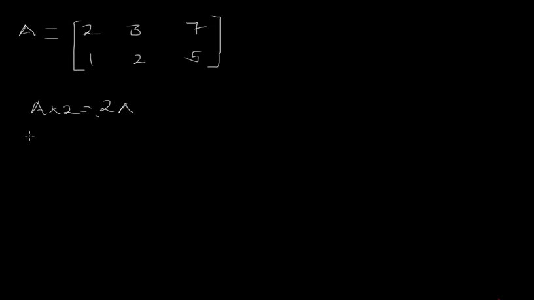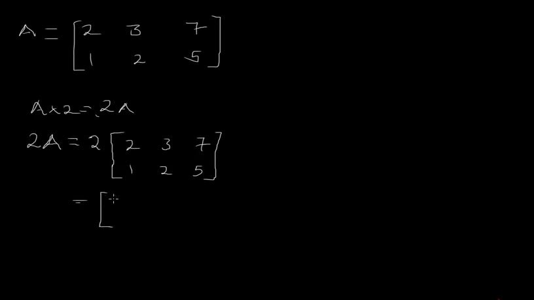So to find 2A, this is the same as 2 multiplied by everything there. So we can put the 2 outside, and we can rewrite our matrix, which is 2, 3, 7, and we've got 1, 2, and 5. Okay? So we are multiplying the 2 by everything in there. Let me just draw the boxes first.